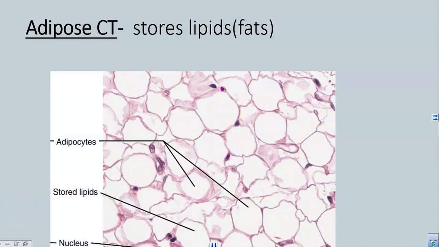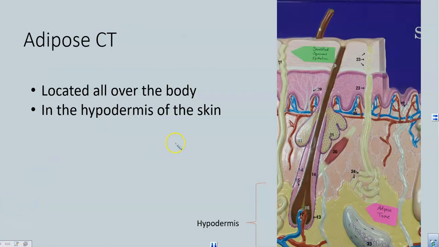Where is that located? Well, it is located all over our body, some parts more than others, but where we're going to tag it in lab is right here in the hypodermis. You see all that yellow there, that is adipose tissue. These little cells we've got going on here. And so in our skin, hypodermis, hypo lower than the dermis, we've got the dermis there. That's where we find that adipose tissue.